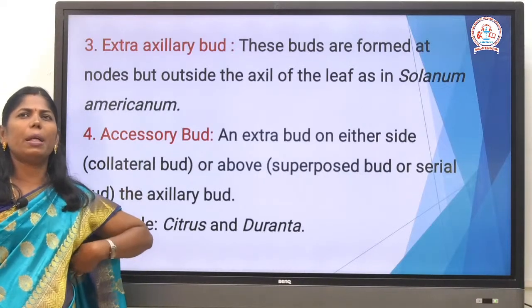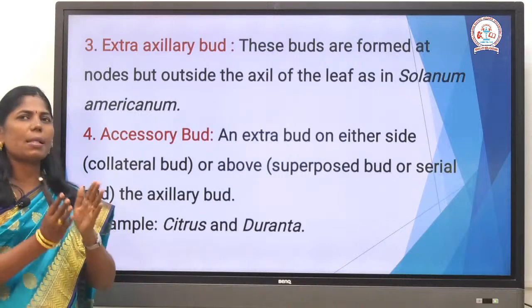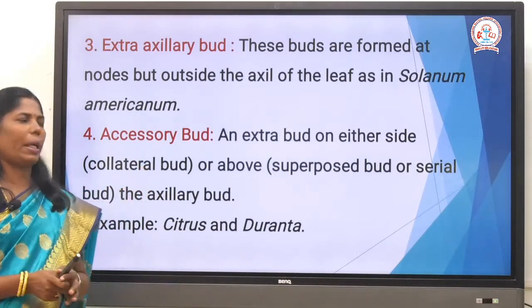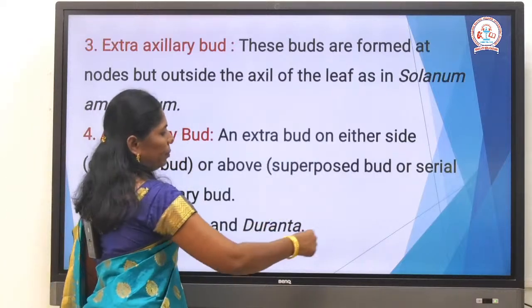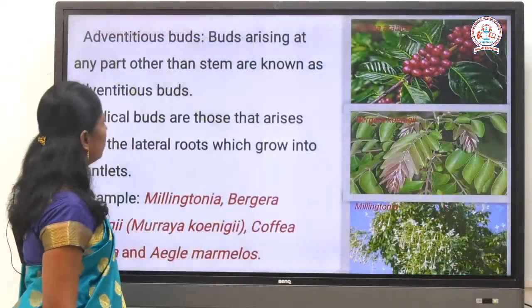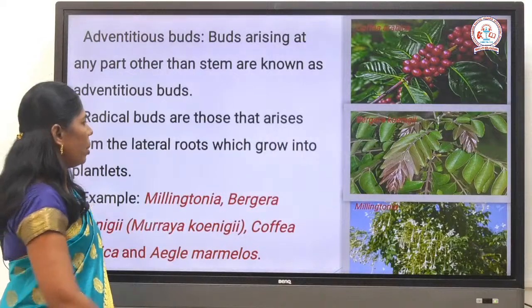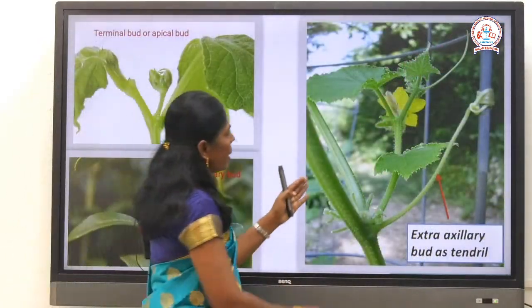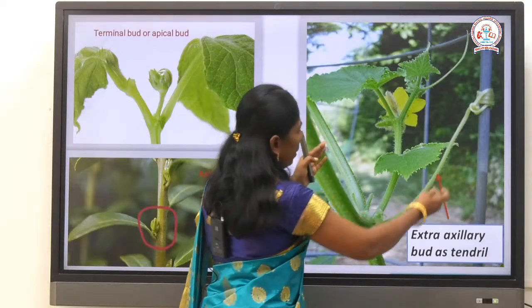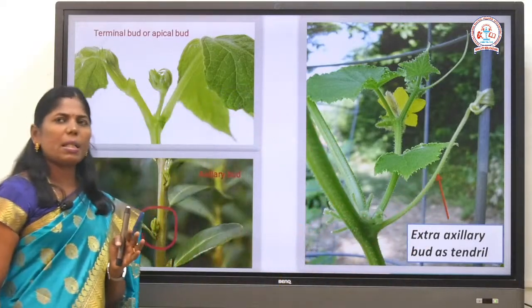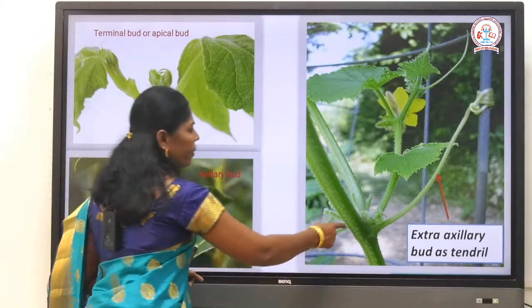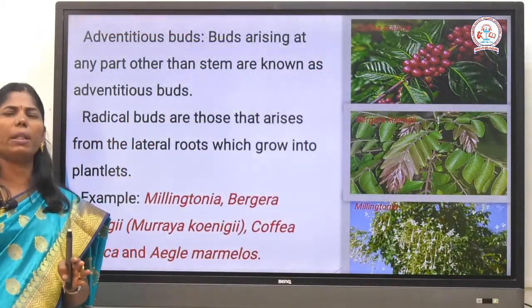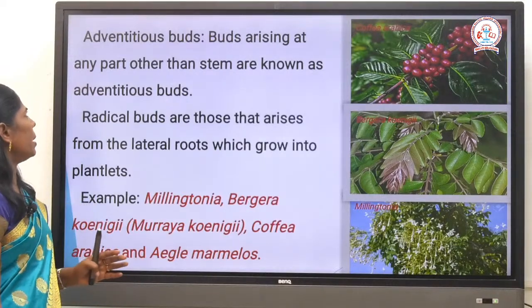Okay, accessory bud, that's an extra bud on either side of the plant body. If two buds come like this, one on each side, that is what we call an extra bud. If it has one bud on either side, this is one bud, this is another bud, that is considered an extra bud. It consists of two buds on either side. If there are buds on either side of the node, we call it an extra axillary bud.